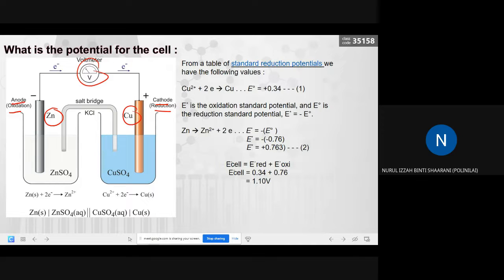If we set up this galvanic cell, we can measure it according to the voltmeter. But now we want to calculate the cell potential. Sometimes we can set up this galvanic cell, but the value might not be exactly 1.10, so there may be a slight difference there.